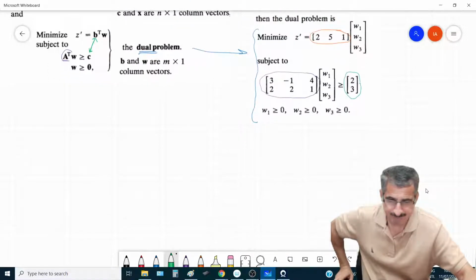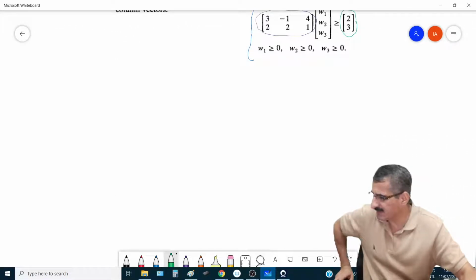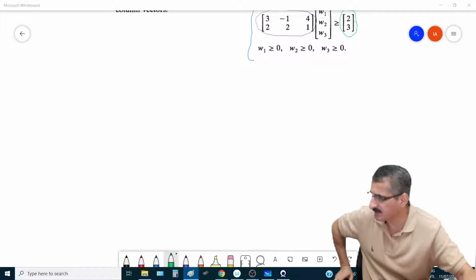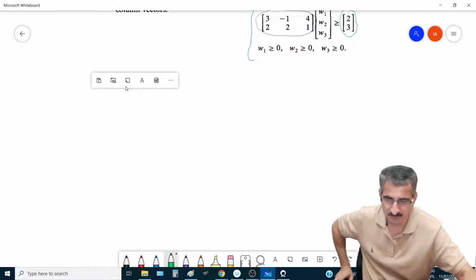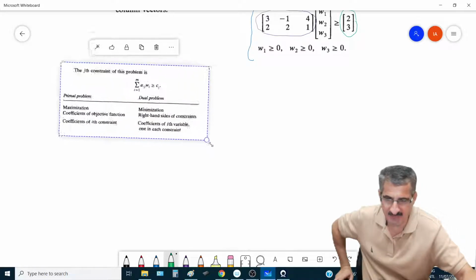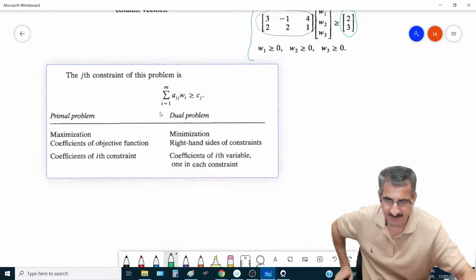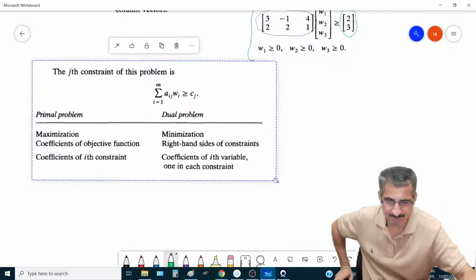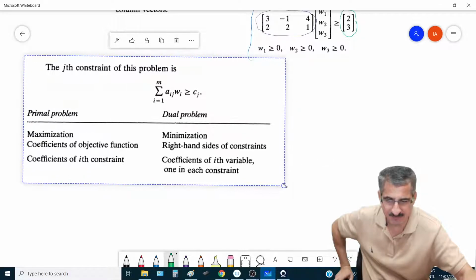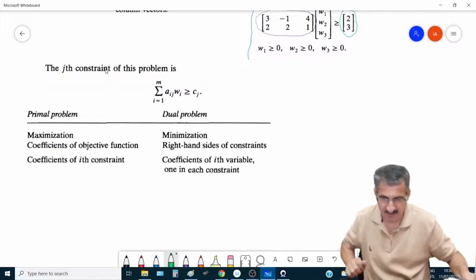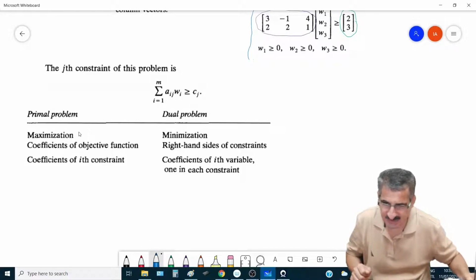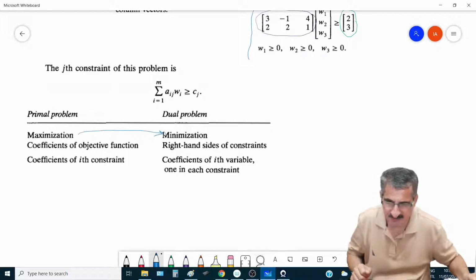Okay, good. Now we have learned what a dual problem is, and let me copy this again. I want you to see something. This is what I have already mentioned. It is a comparison between the primal and the dual problem. If the primal is maximization, then the dual problem is minimization, and the opposite.